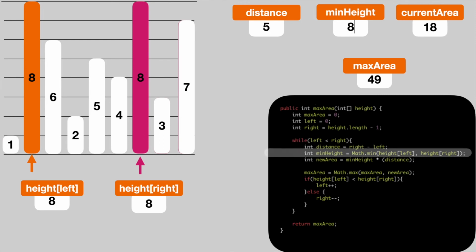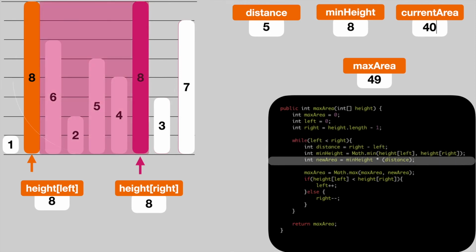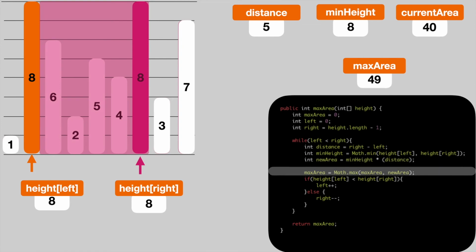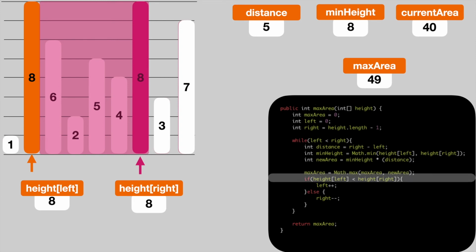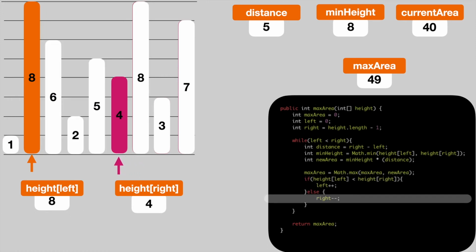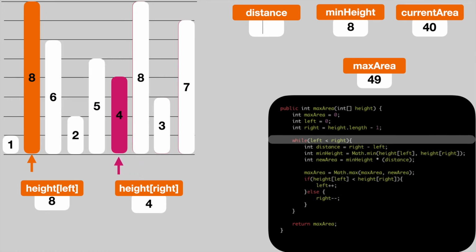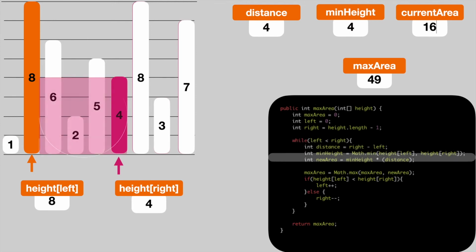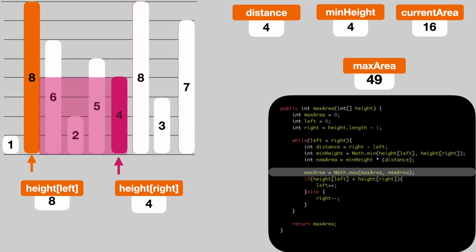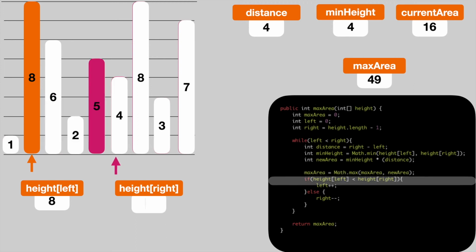After that, we calculate the distance, which is 5, and the minimum height is 8. The new area is 8 multiplied by 5 equals 40. So 49 is still the maximum after the comparison. We advance either the right or the left index as they are equal. So we decrement the right index, the condition is still met. The distance is 4, the minimum height is 4. The new area is 4 multiplied by 4, so it's 16. We compare 16 to 49 again. 49 is still the winner.